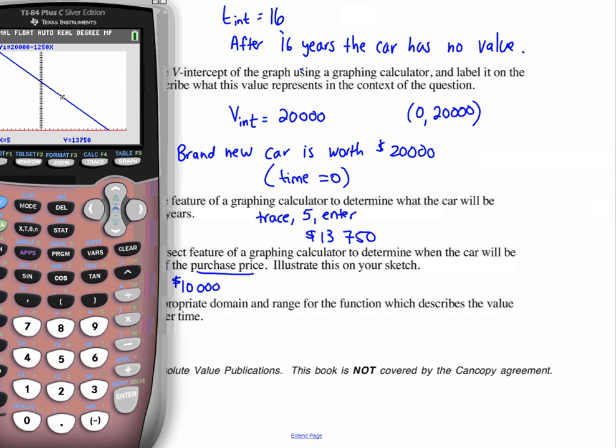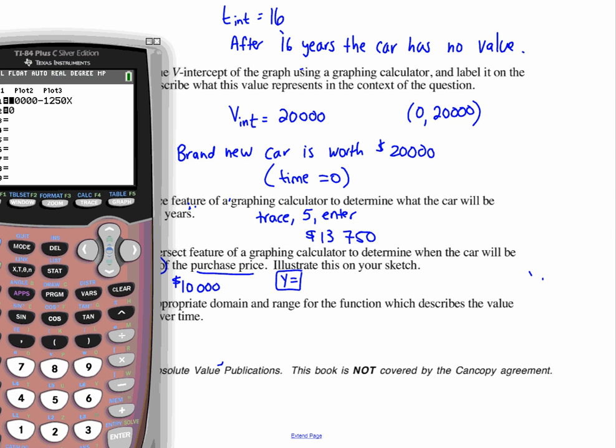Go to y equals. Okay, then go to y2 and change this to 10,000. So y2 is 10,000. So y2, we're going to set as 10,000. Then what do we do?